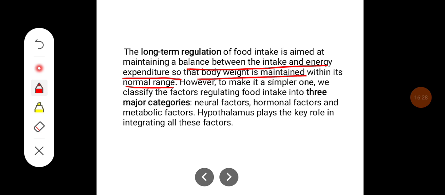However, to make it simpler, we classify the factors regulating food intake into three major categories: neural factors, hormonal factors, and metabolic factors. And hypothalamus plays a key role in integrating all these three factors.